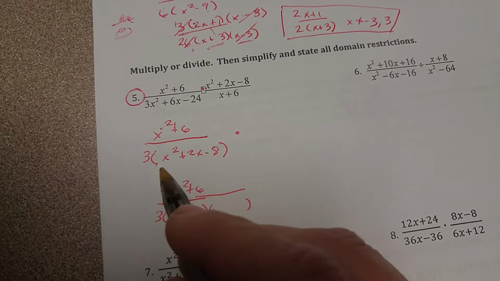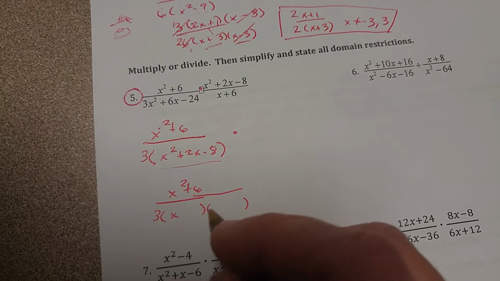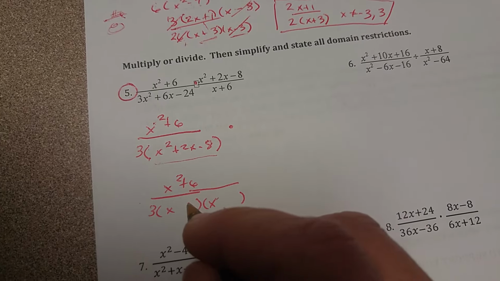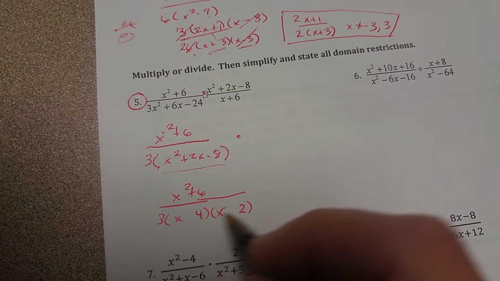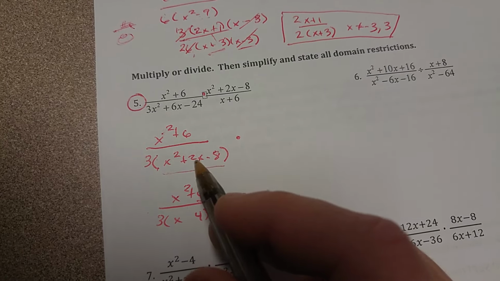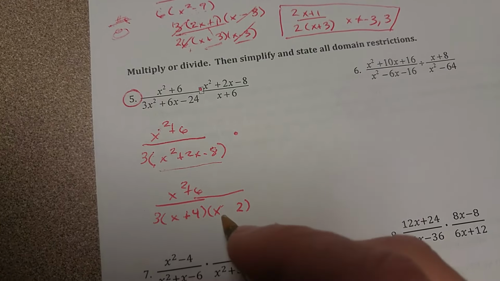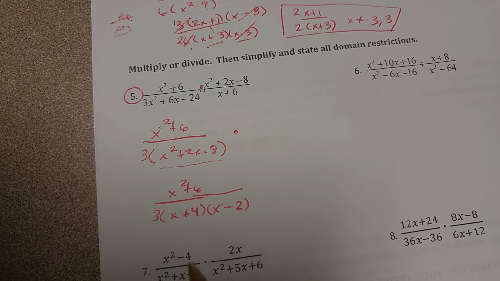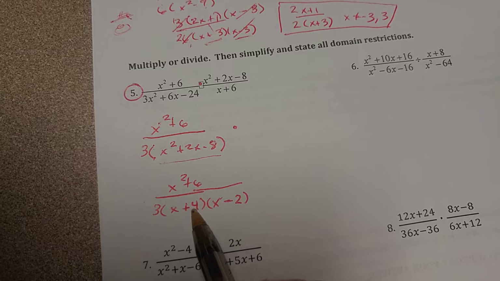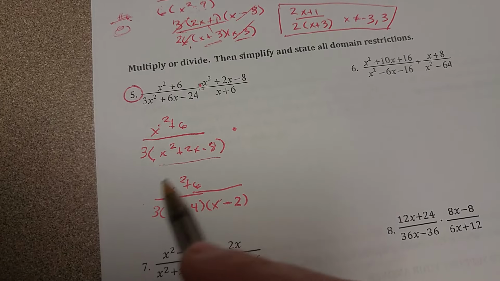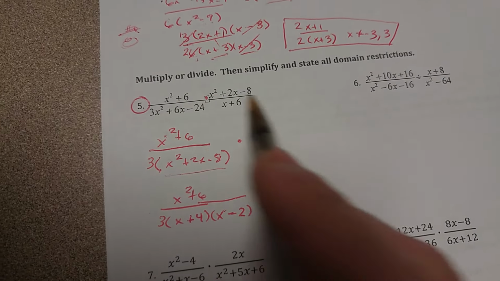Okay, so I'm trying to factor this trinomial right here. So x and x. I'm going to use 4 and 2 to get 8 at the back. And now I want to get my sign so that I add up to get positive 2. So I'm going to have a positive 4 and a negative 2. So when I add 4 and negative 2, I get 2. And when I multiply 4 and negative 2, I get negative 8. Okay, so this first fraction is all factored.